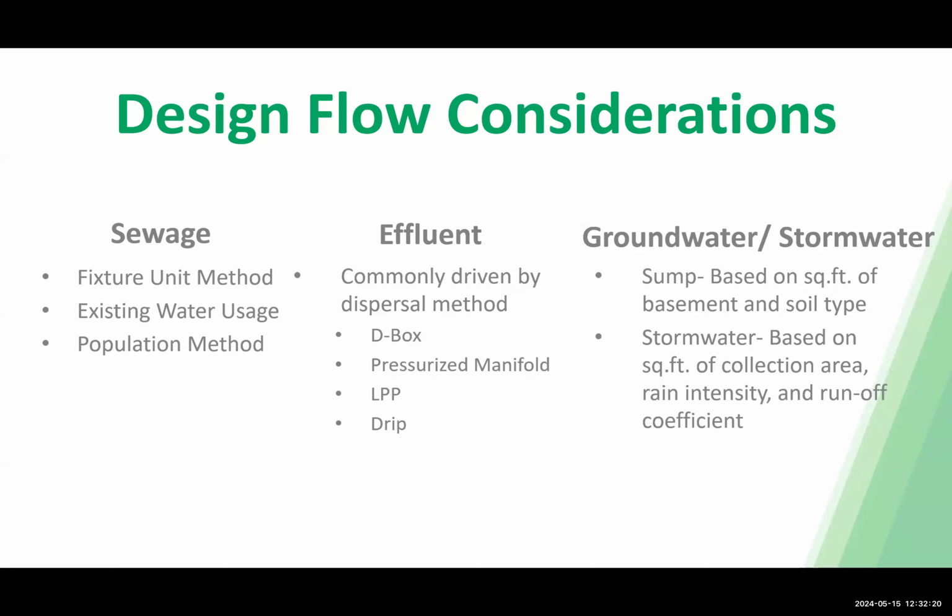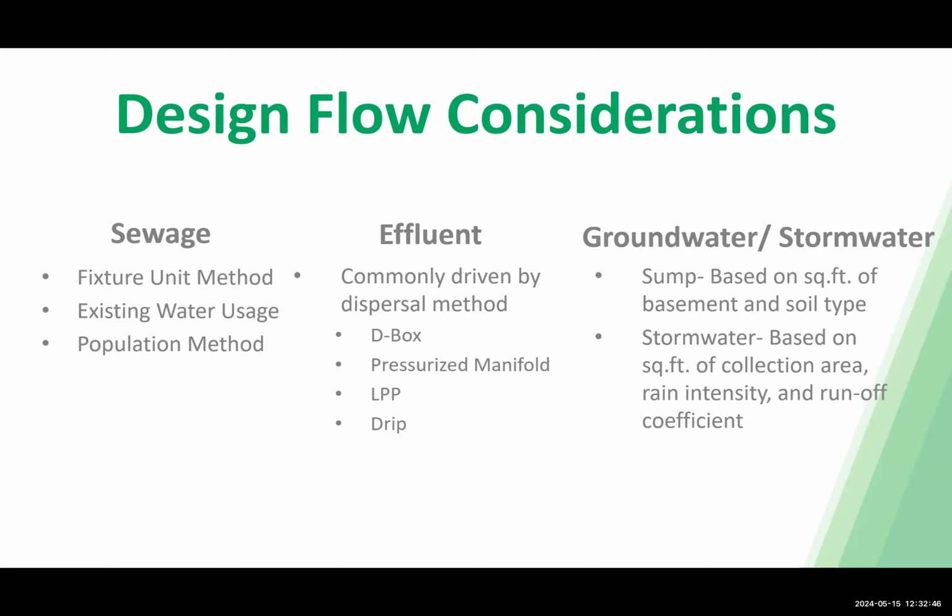The fixture unit method is sort of an older method that I'm not really going to show here, but just to explain a little bit, it's just taking into account the number of fixtures that you're going to have in, say, an apartment, such as a sink, a shower, a toilet fixture, things of that nature, and you're going to use that to determine your flow rate based off of a chart.